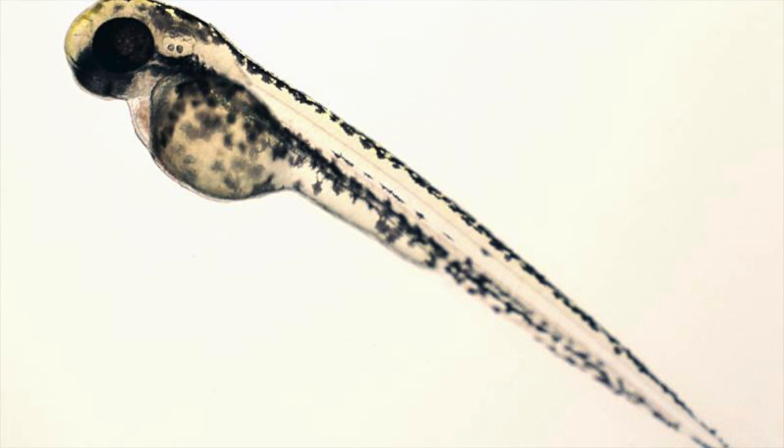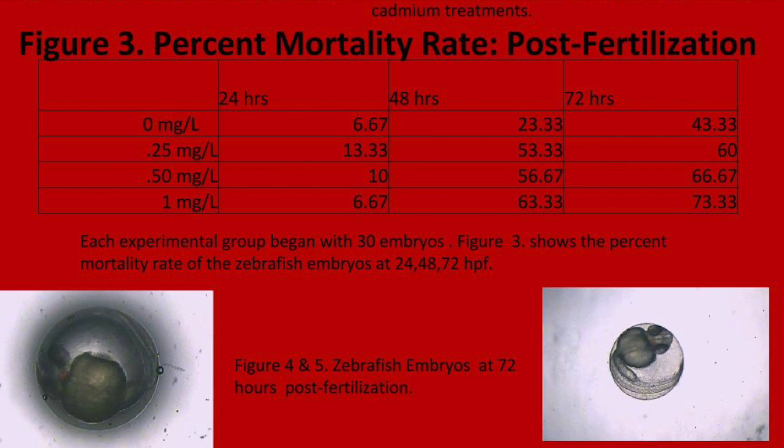Upon experimentation, the results were recorded and analyzed. The mortality rate of the zebrafish embryos were recorded in Figure 3 according to their hours post-fertilization and amount of cadmium treatment. The highest percent mortality rate was the 1.0 milligrams per liter cadmium chloride treatment group, and the lowest was the control treatment group.